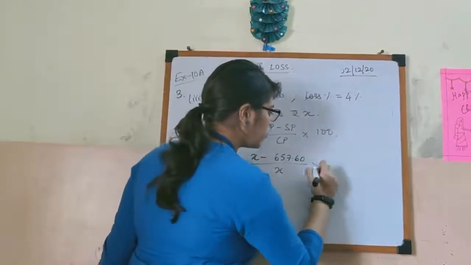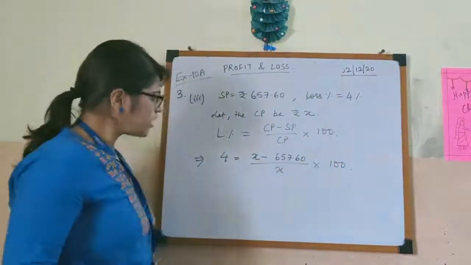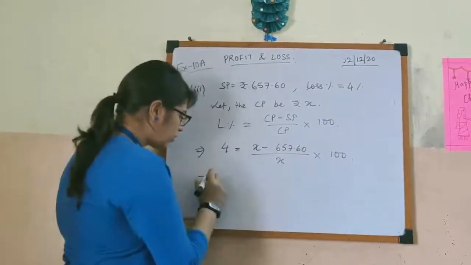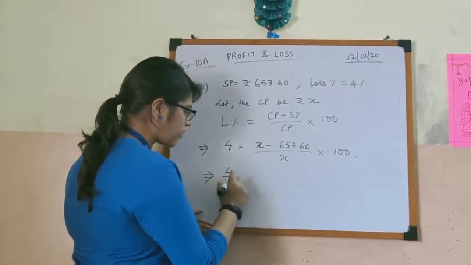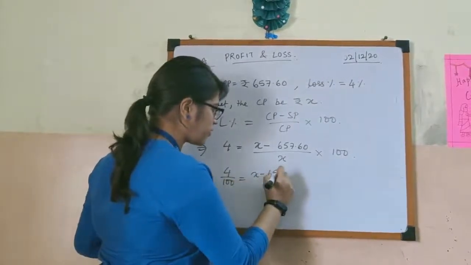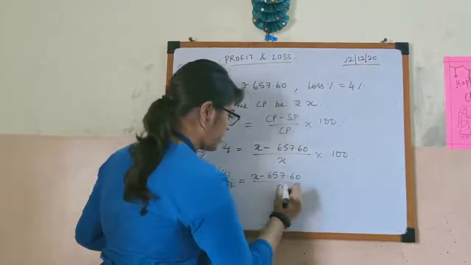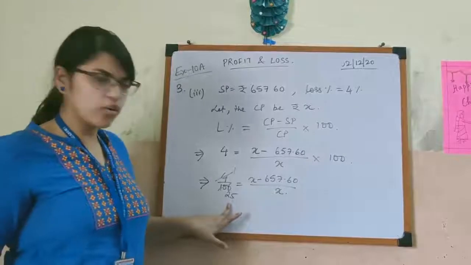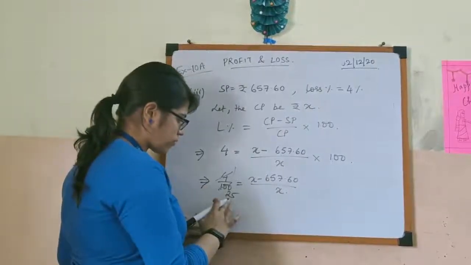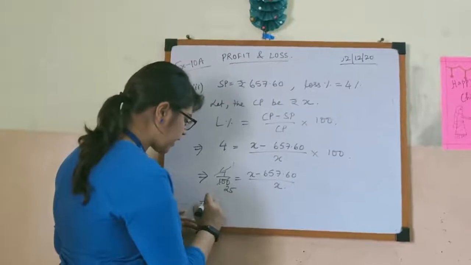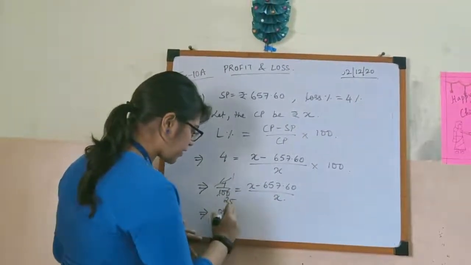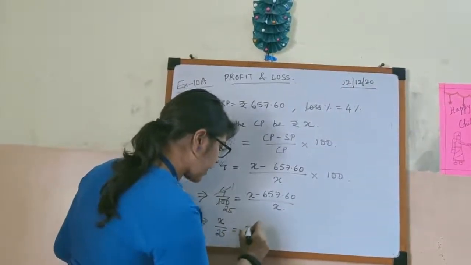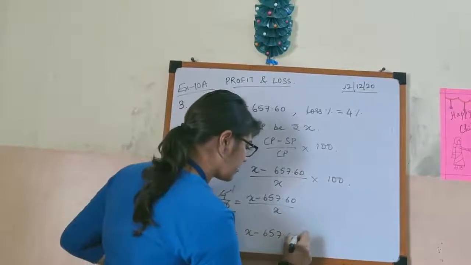Again CP into 100. Okay, now this 100 can be taken to this side in the denominator. So you can write 4 by 100 equals to x minus 657.60 by x. So cancelling, it will get 1 in the numerator and 25 in the denominator. Okay, so now if I take x to this side, so this will give us x will come to the numerator. So x by 25 equals to x minus 657.60.